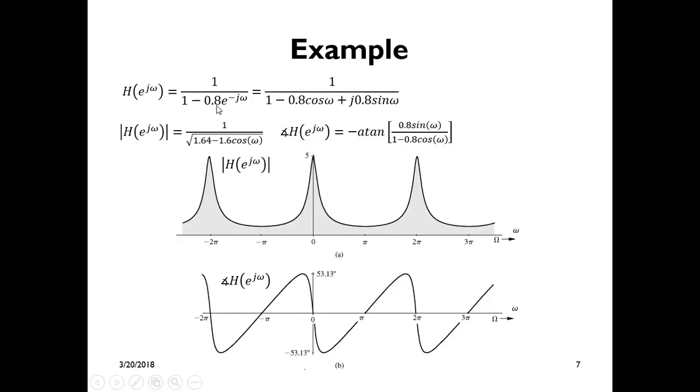So the frequency response of the system is given by the following expression, and I could obtain the magnitude, which is shown here, as well as the phase, which is shown over here. The plots show the magnitude response as well as the phase response. Note, of course, that because this is a discrete time Fourier transform, the magnitude and the phase response are going to be periodic with period 2 pi.